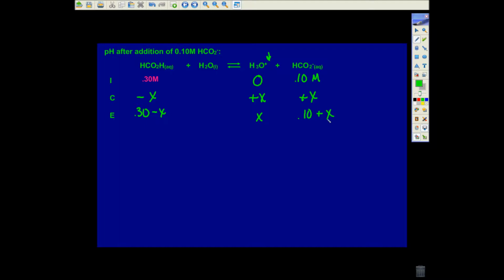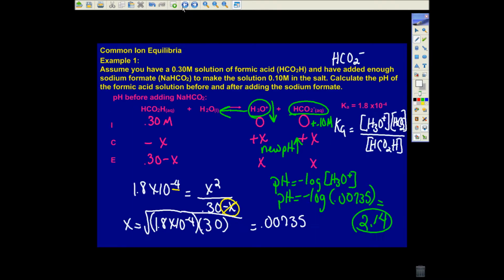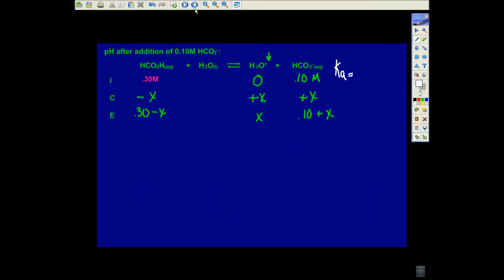Now again, you're still using the Ka value. This is still an acid problem because formic acid is what's dissociating here. It's just less of it will end up dissociated at equilibrium, because of this common ion effect. But the Ka is the same as it was in the prior problem, which was 1.8 times 10 to the negative 4. So you still have the same Ka amount.